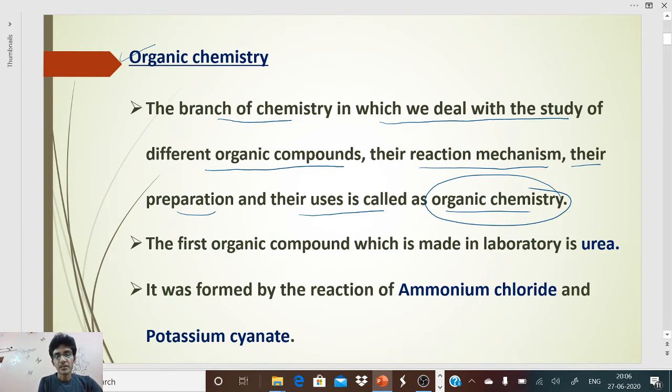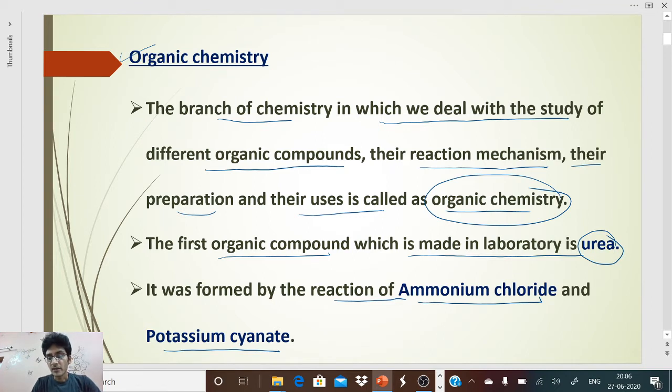You know that the first organic compound made in the laboratory is urea. Urea is the first organic compound made in the laboratory, and it is formed by the reaction of ammonium chloride and potassium cyanide. You know about ammonium chloride? What is ammonium chloride? This is the formula of ammonium chloride. This is the formula of potassium cyanide, KCNO. This is the potassium cyanide.